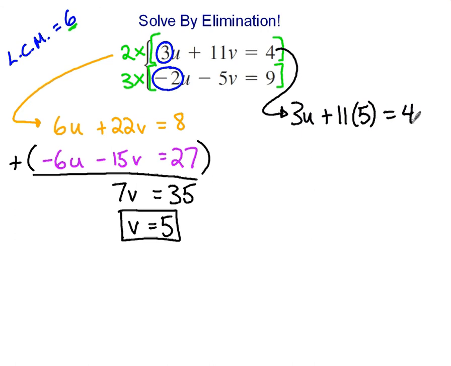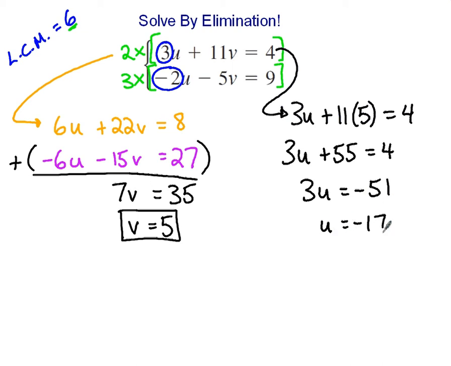Now we have one equation with one variable. We can solve it. 3u plus 55 equals 4. 3u equals, let's see, 4 subtract 55. That's -51. And yeah, I just did this same division, so I know that u equals -17. And so there's the other part of our answer. So we could basically just leave it like that. It's finished. We've got u equals -17, v equals 5.